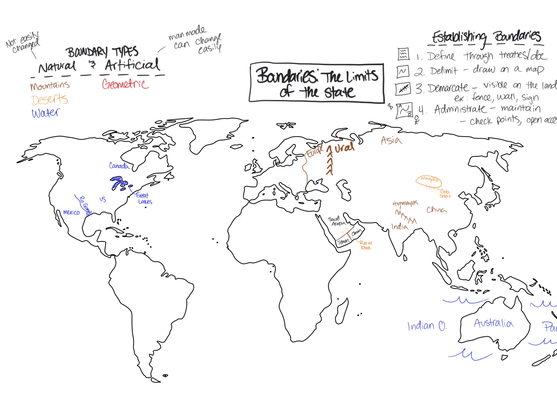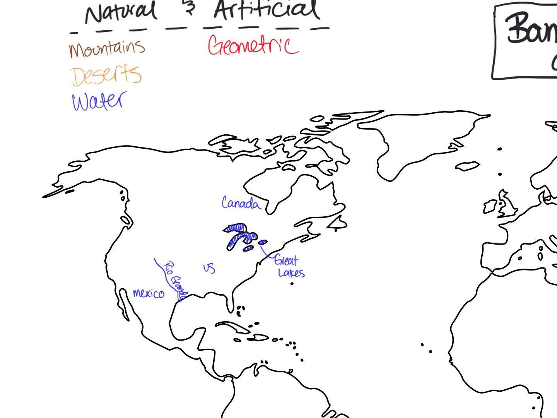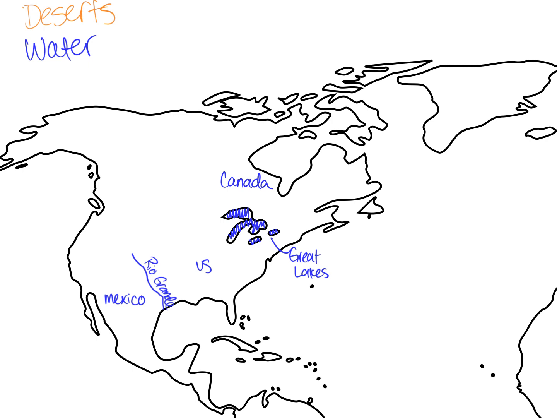So geometric boundaries are based off of longitude and latitude lines. Okay, so that's why we needed to have this little mini blurb so that we knew what longitude and latitude is. Okay, look at the map between the U.S. and Canada. You see that straight line? It's along a parallel. So go ahead and highlight that line there.